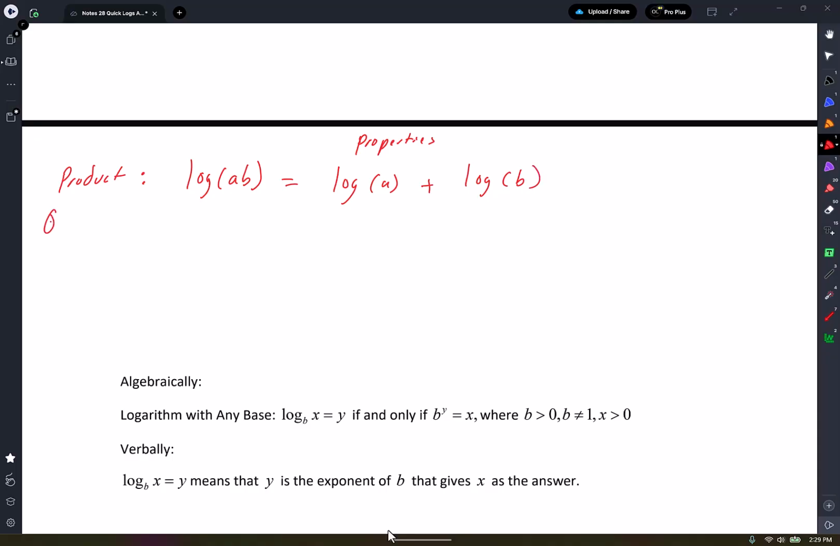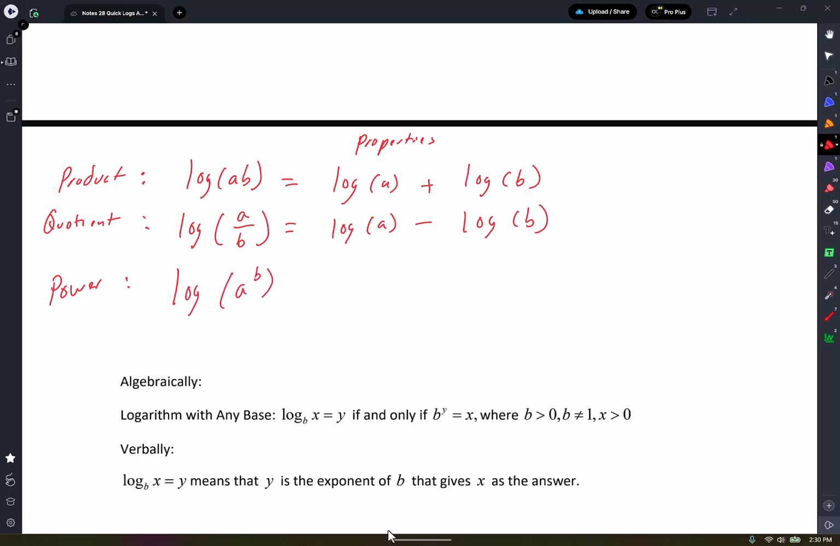We have the quotient rule for logs, as long as you don't divide by 0, so as long as it's not a 0. Log of A over B. So take a guess. If a product is plus, what do you think a quotient is? Minus. Log A minus log B. We've got the power rule. The power rule for log A to the power B is equivalent to B log A.